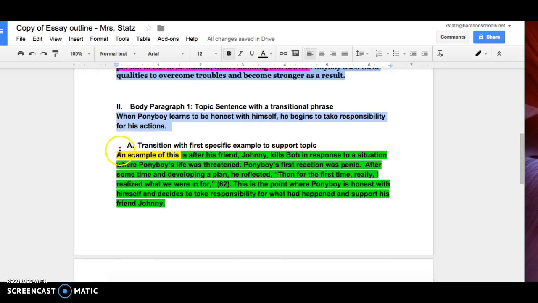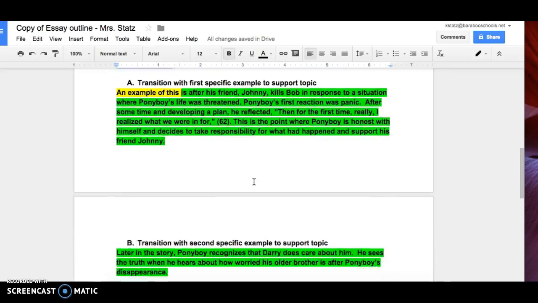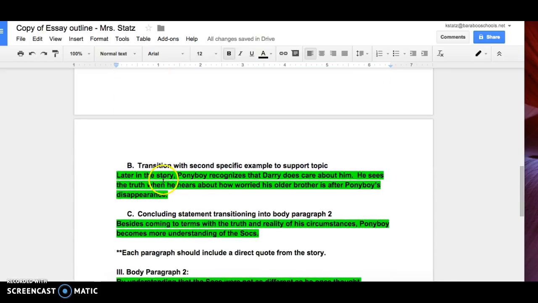So you're going to write a first sentence to start out the body paragraph, and then you try and use a transition, and then you can see that there's a quote from page 62. This is really important. When you find your quote, make sure you put your page number after it, and make sure right here that you use quotation marks around your quote. So find a quote from your text and put it in here, and then if you go on to the next one, here is another transition.